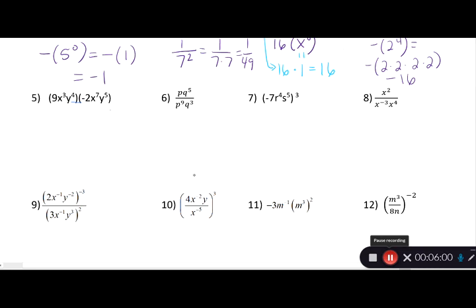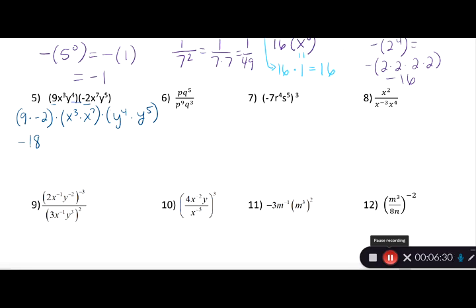Okay, so now looking at number 5, we're looking at multiplying and using exponents, right? So what I recommend is that you group the things that are the same together. So I'm going to rewrite this as 9 times -2 times x cubed times x to the 7th times y to the 4th times y to the 5th. Hopefully those rules are pretty fresh. 9 times -2 gives me -18.